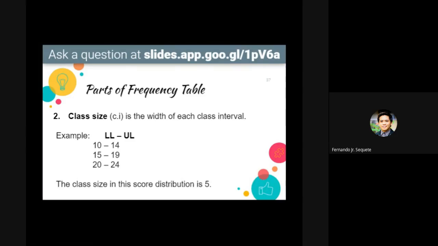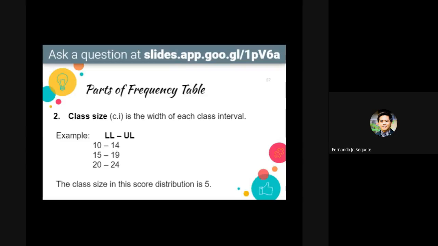Why? 10, 11, 12, 13, 14. Okay? If you're going to count, children, please count, you have to start from number 10, and then you have to end to 14. If you're going to count it, di ba, 5 fingers yung magagamit natin?